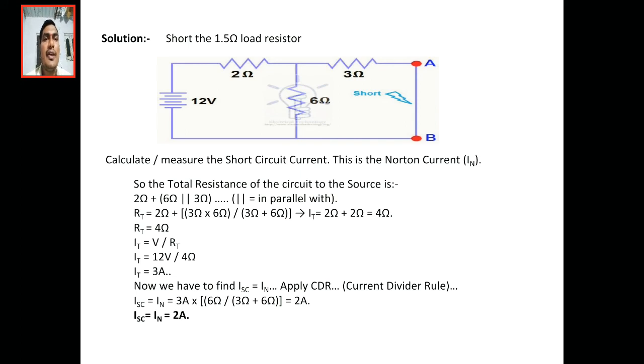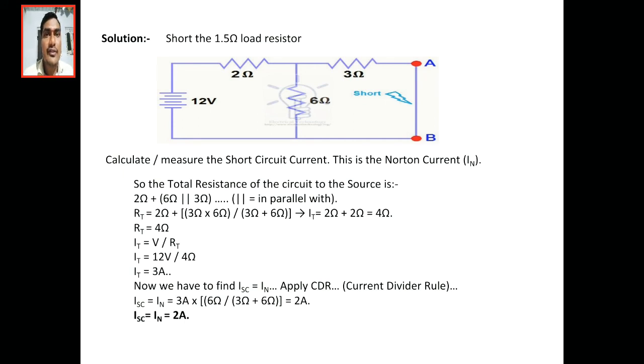What is the equivalent resistance? 3 into 6 by 3 plus 6 is 18 by 9, which gives 2 ohms. So 2 plus 2 is 4 ohms, so R total equals 4 ohms. What is the total current? Voltage by total resistance: 12 by 4 gives 3 amps. That is the total current, but we have to find the current through the 3 ohms.